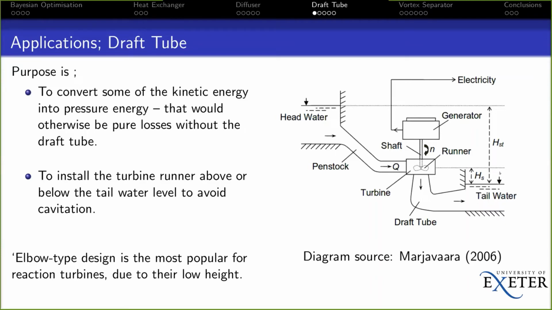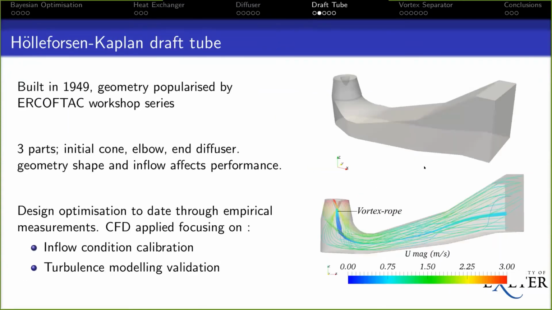The outlet pressure here is always atmospheric, so we want to get the lowest possible pressure here to draw the water through. And there's a test case here called the Holland-Foss and Kaplan draft tube, which has been extensively studied, a series of workshops run by Erkov-Tak, both in terms of studies to improve our knowledge of CFD applied to this, but also as an optimization process. So there's a lot of background knowledge here.